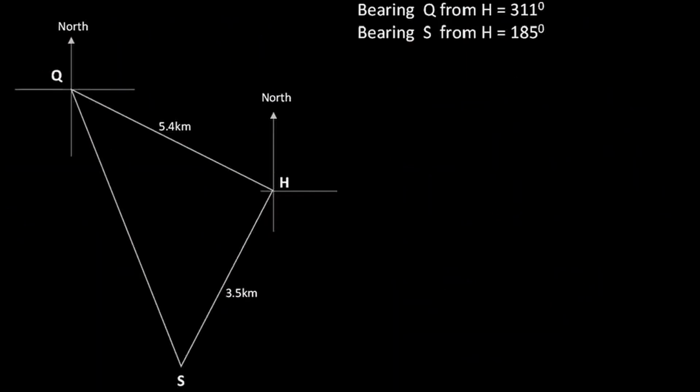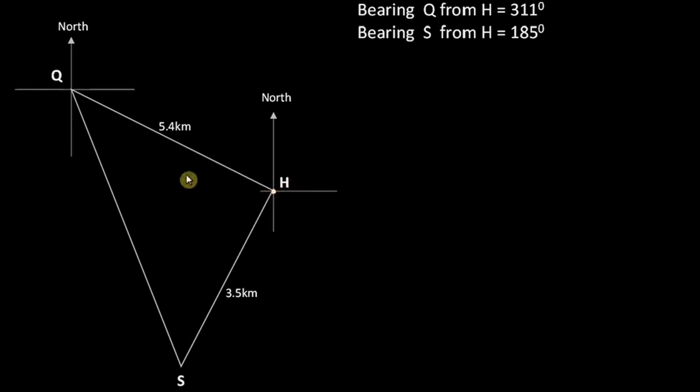So in question 9b, we have a bearings question. And here we're given two bearings. First, the bearing Q from H. What does that mean? It means I am at H and I want to get to Q, and I'm also given the bearing S from H. So what would be my bearing? Let us just remind ourselves that a bearing is simply an angle.